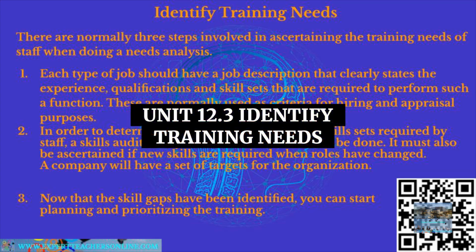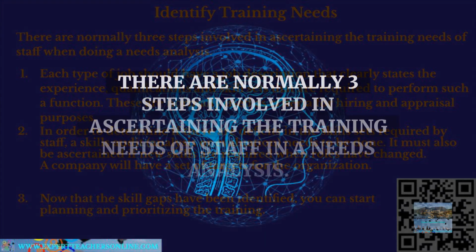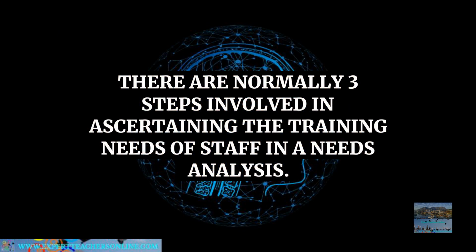Unit 12.3 Identify training needs. There are normally 3 steps involved in ascertaining the training needs of staff in a needs analysis.